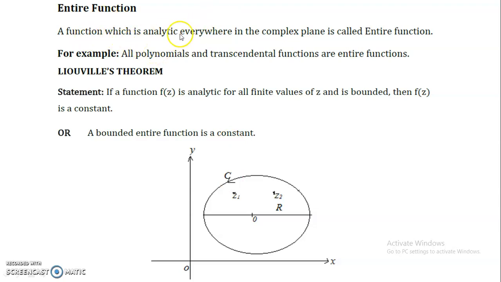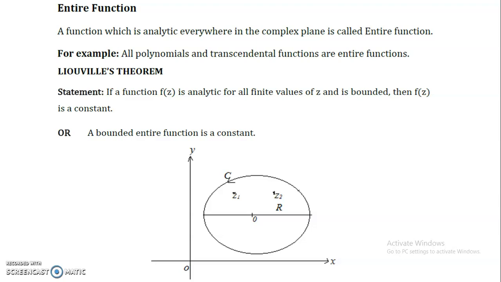A function which is analytic everywhere in the complex plane is called an entire function. That means the function is analytic everywhere in the complex plane. For example, all polynomials and transcendental functions are entire functions. Transcendental functions, as we know, include the logarithmic, trigonometric and exponential functions. All are entire functions.